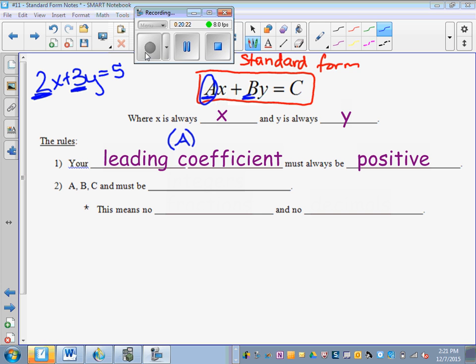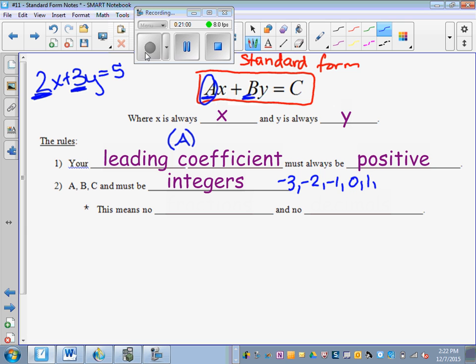Okay, number 2, the other rule. A, B, and C must be integers. Now, who remembers what an integer is? Jimmy? It's a whole number that includes both negatives and positives, and 0. So integers are going to be our negative numbers, like -3, -2, -1.